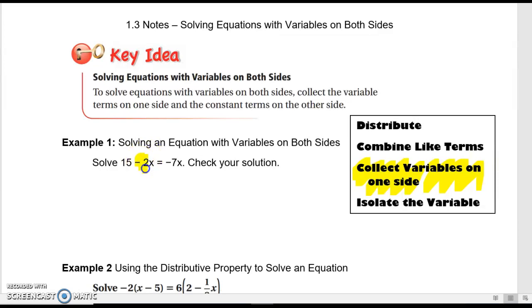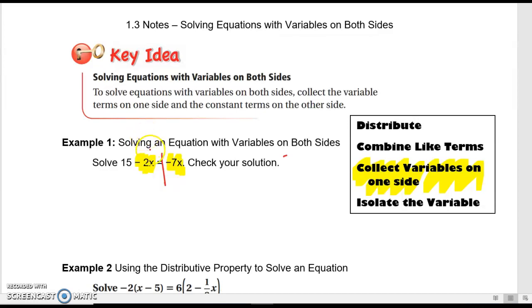If you notice, there is a variable term on the left side of the equation and on the right, which we have not seen before. So that's going to be the new part of our work today. Remember that you are not allowed to collect like terms unless they're on the same side of the equal sign. And as you can see in this equation, those two terms are on two different sides of the equal sign. So in order to collect them on the same side, we have to use an inverse operation.